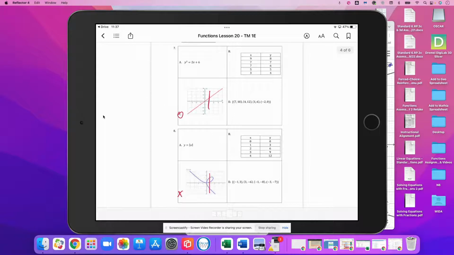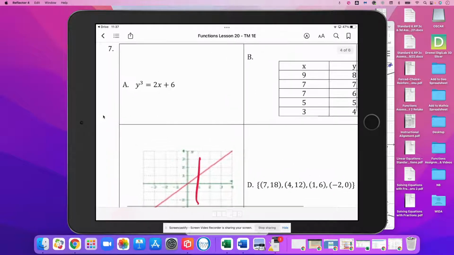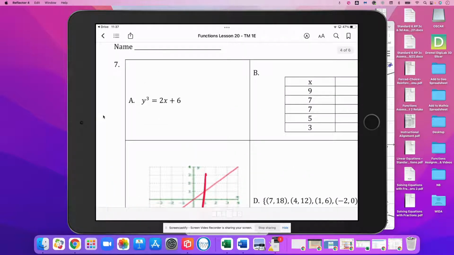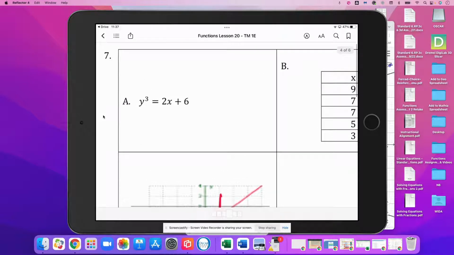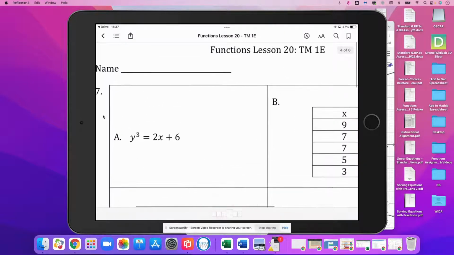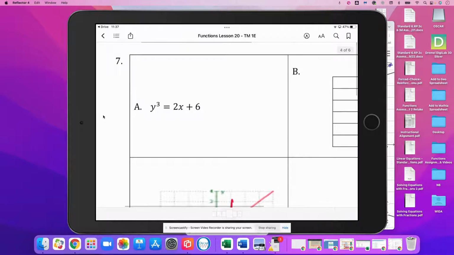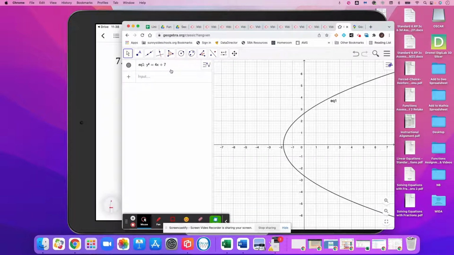Alrighty, let's take a look at the only instance where you could have something funky happening to y and it would still be a function. So if you have y, but it has an exponent that is an odd number, and this is kind of a weird thing to try to remember. I usually forget it, honestly. But let's graph this. So we've got y to the power of 3 equals 2x plus 6.